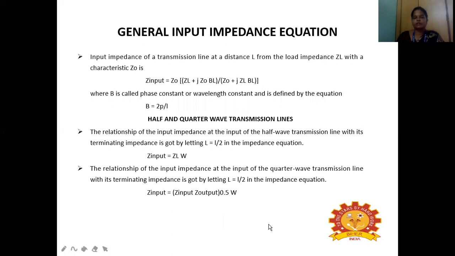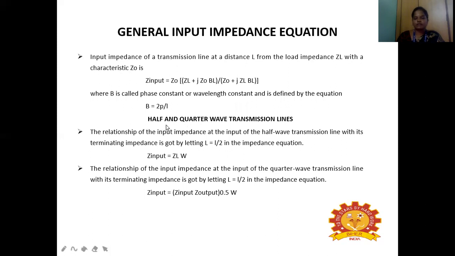So next we will discuss the general input impedance equation. The input impedance of a transmission line at a distance L from the load impedance ZL, with the characteristic impedance Z0, is Z input equal to Z0 times (ZL plus jZ0 tan βL) divided by (Z0 plus jZL tan βL), where β is called the phase constant or wavelength constant and is defined by the equation β equal to 2π by λ.